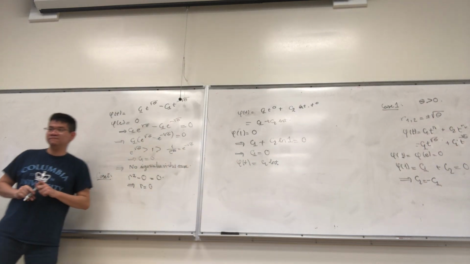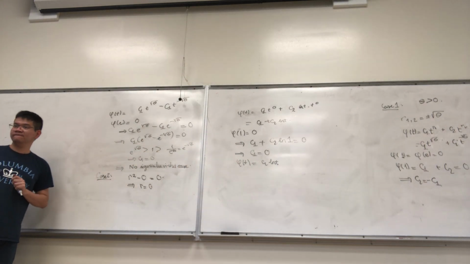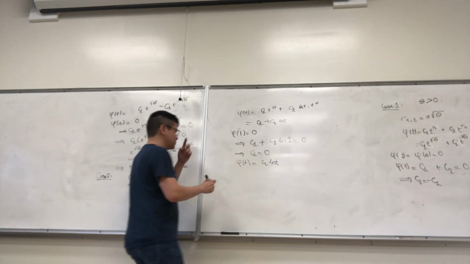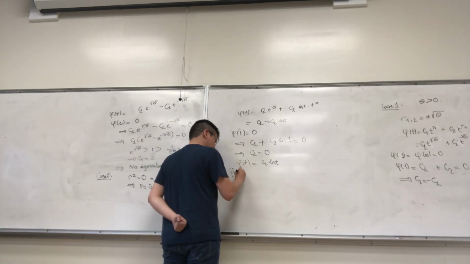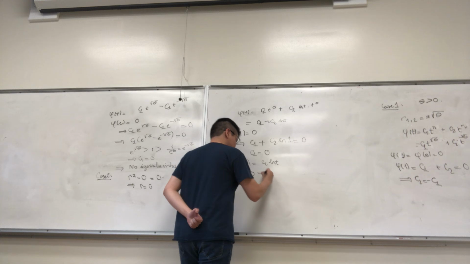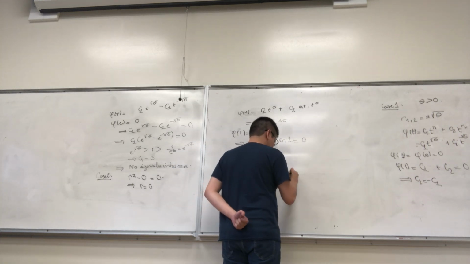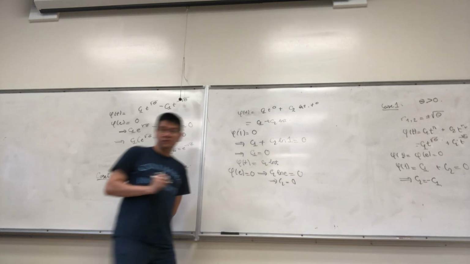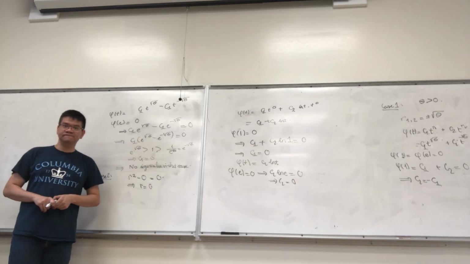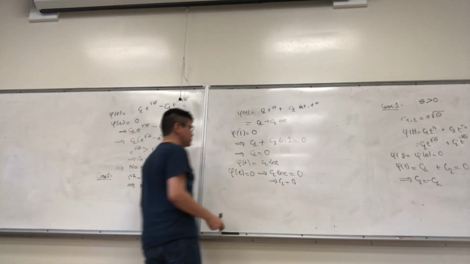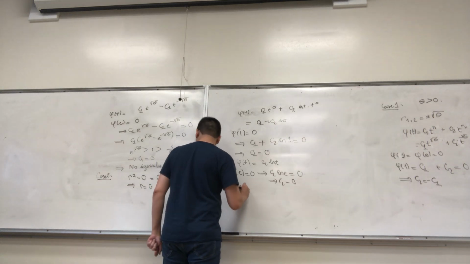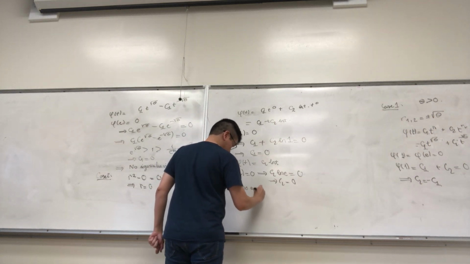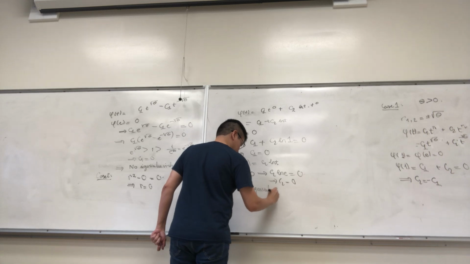What is the next thing? So now you use the second boundary condition. You have phi(e) is 0, which means that C2 log e is 0, which means that C2 is 0, right? So in this case, C1 and C2 are both 0, so you have no eigenfunction.